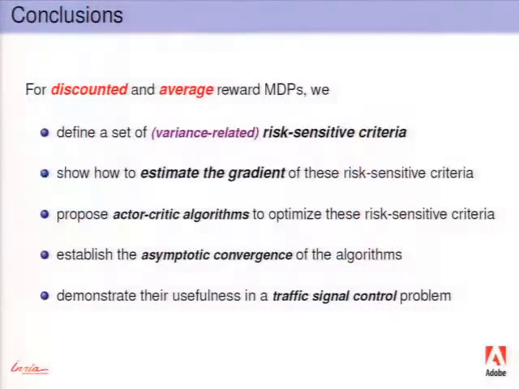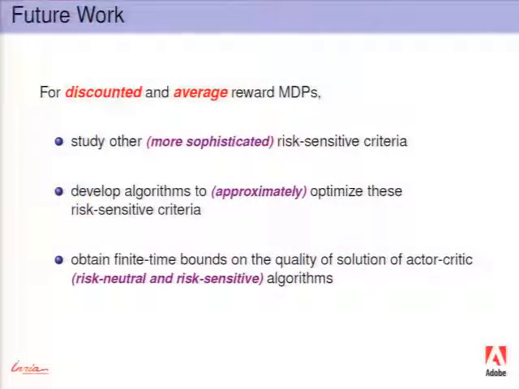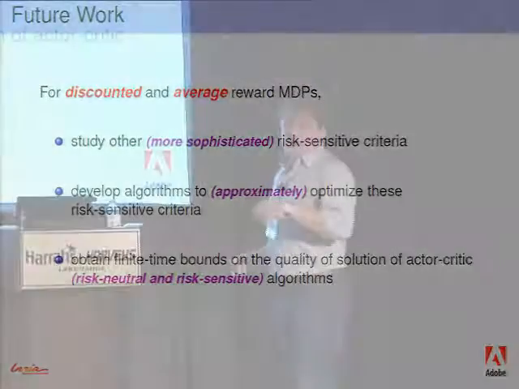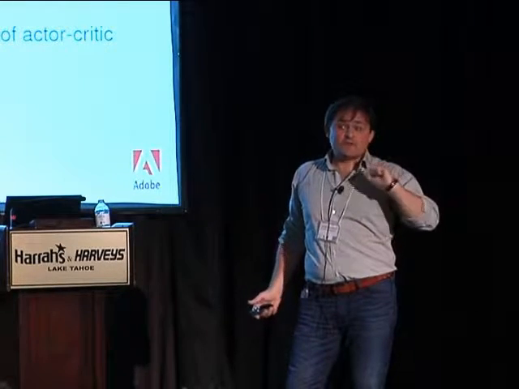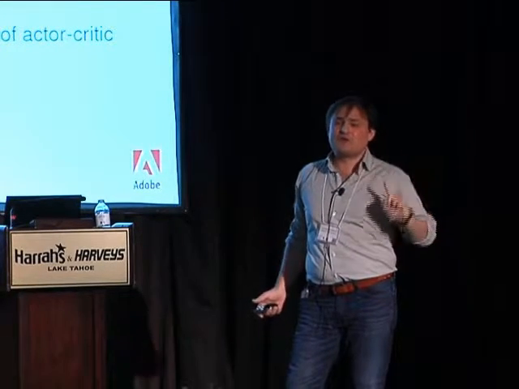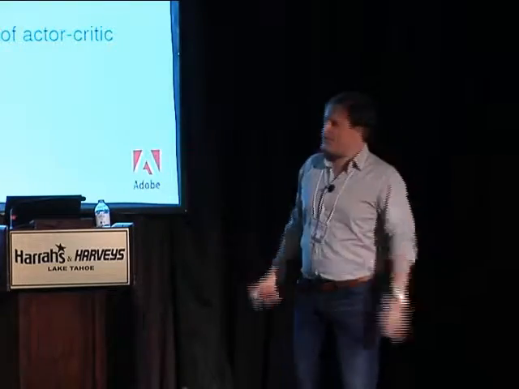So I just wrap up here, and future work is looking at more interesting and sophisticated risk sensitive criteria, and of course, looking at finite time bounds for these algorithms. But unfortunately, we don't have finite time bounds even for risk neutral actor critic methods. So it might be a little bit orthogonal.